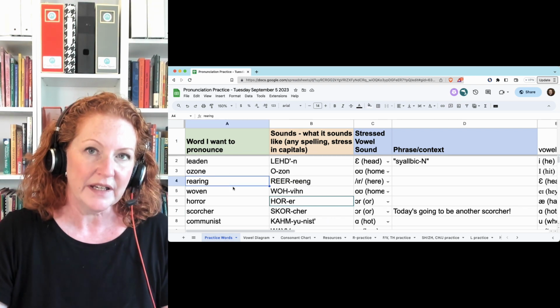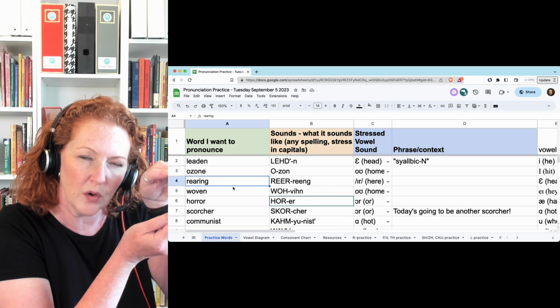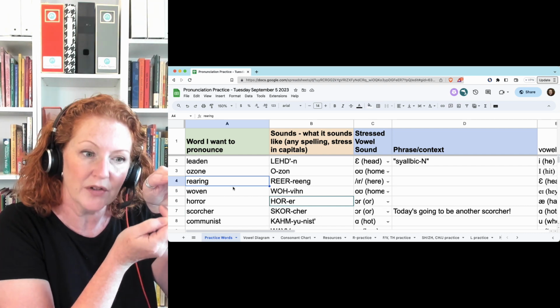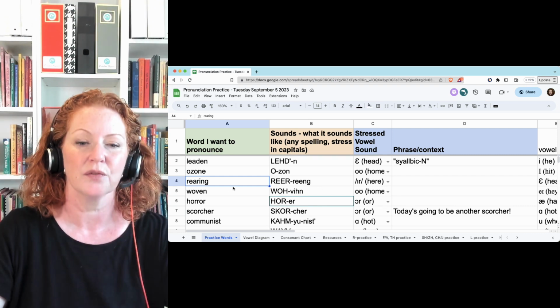Rearing. So when you pull your tongue back, well, for the very first R, rear, keep it in the R position. Rearing, rearing.